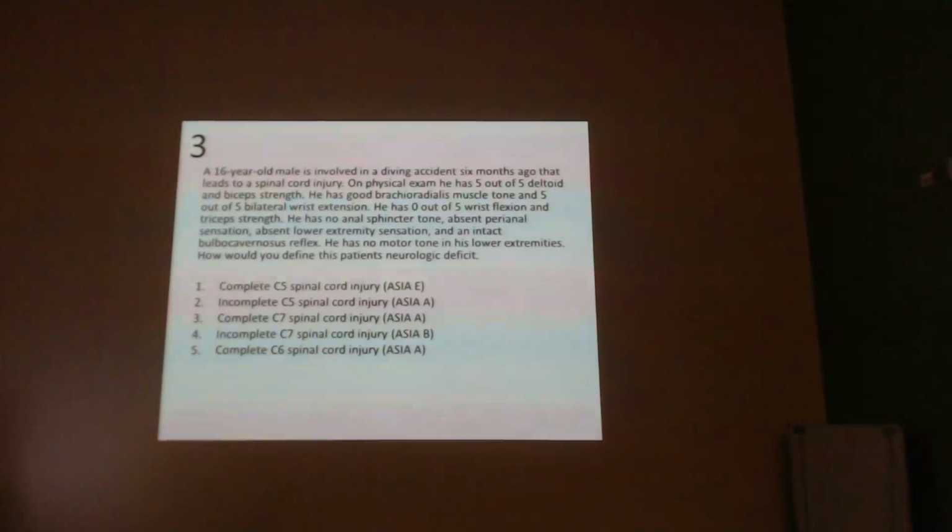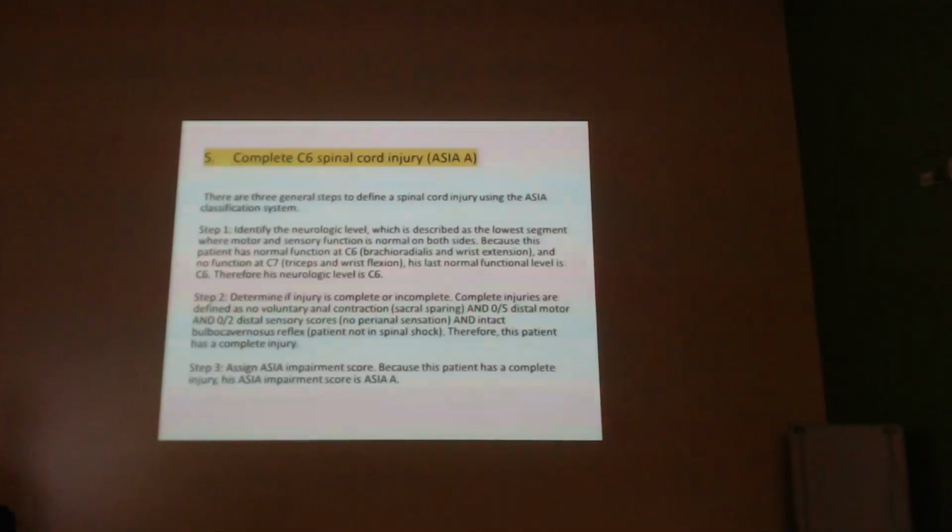So if I just go back a slide, let me just check. Yeah, all happy? The level, it's the first level that's screwed, isn't it? The last level that's preserved. Yeah, the last level that's preserved. Okay. So that's what we're saying here: it's described as the lowest segment where motor and sensory function is normal on both sides.